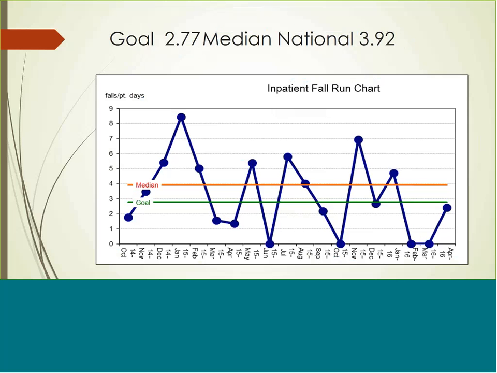This is our inpatient fall run chart that starts from October 2014. Our institutional goal is to be less than 2.77. The national one I can find for the med-surg department was 3.92. So that's the two lines. The green line's our goal line, the other one is the median line. And we're doing better about getting down below that.